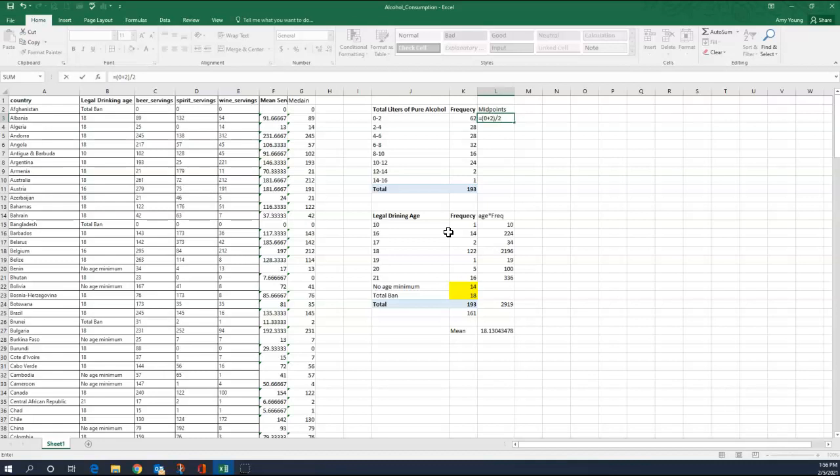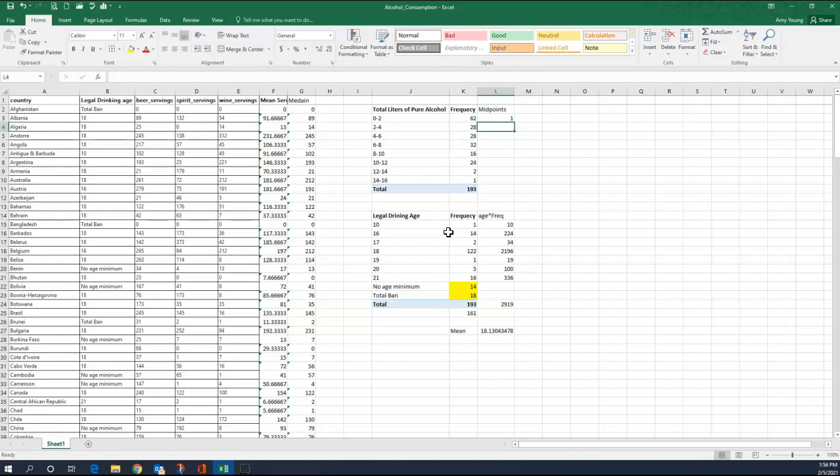Now the reason that I put the 0 plus 2 in parentheses is because if I don't, then it's going to divide before it adds, and I need it to add the top first. So that's why the top is going in parentheses for this very first one. Okay, so the midpoint from 0 to 2 is 1.